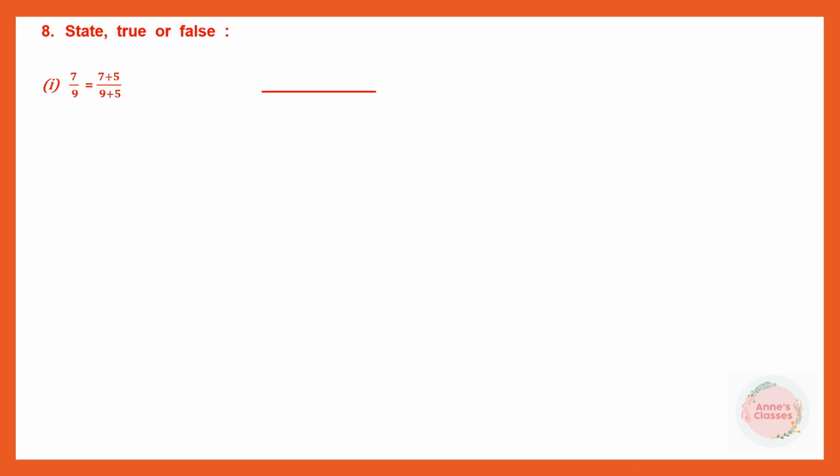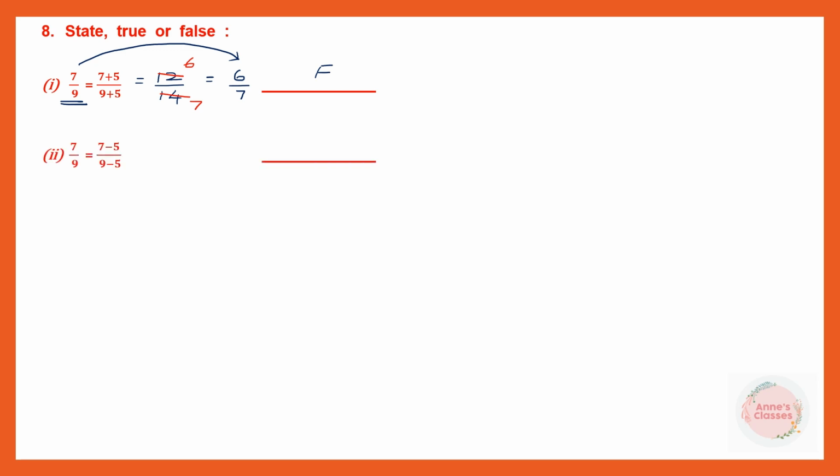7 plus 5 is 12 and 9 plus 5 is 14. So we've got 12 by 14. Let's reduce this to the lowest term. You can divide both by 2. 2 sixes are 12, 2 sevens are 14. So what is the rational number that we have got now? What we have got is 6 by 7. Whereas here we have 7 by 9. So 7 by 9 is not equal to 6 by 7 as the statement says. So this statement is false.